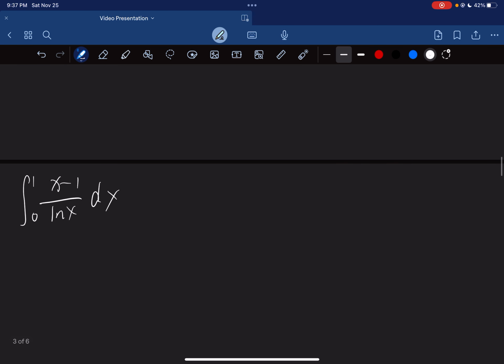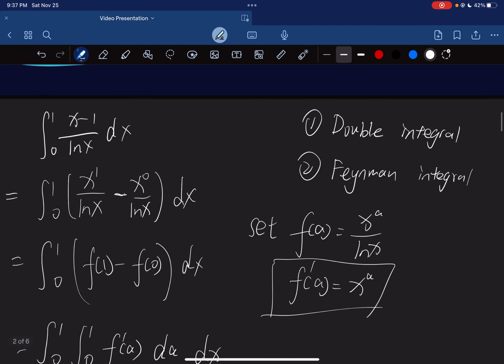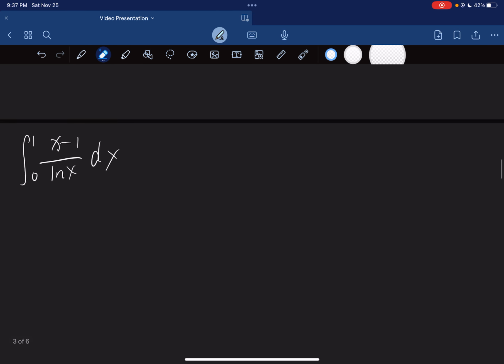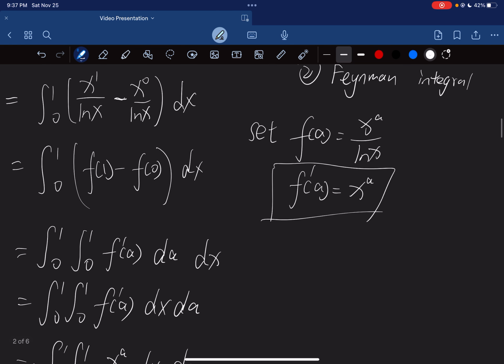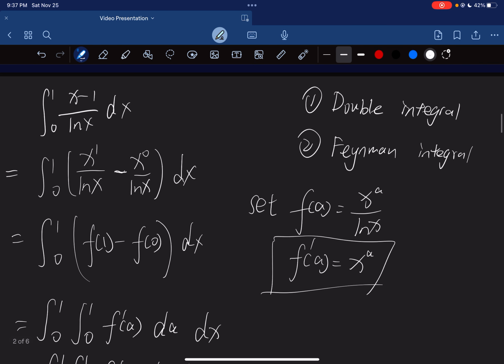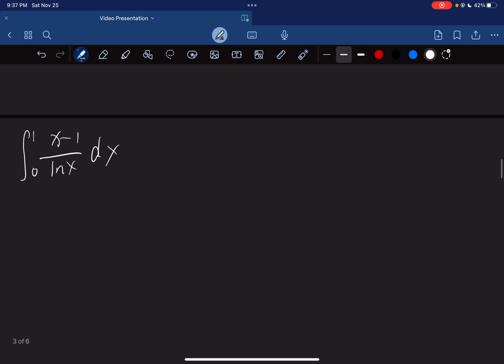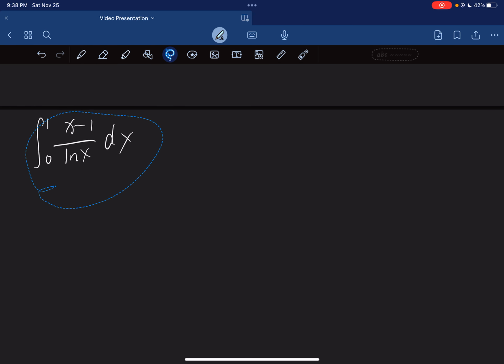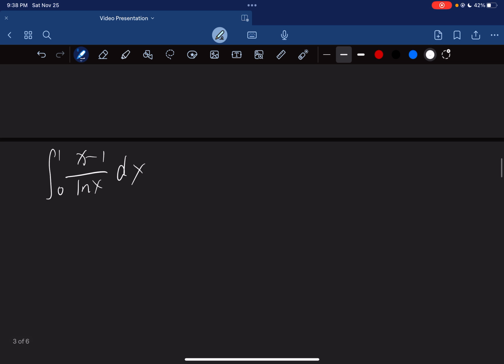And we're going to talk about the Feynman integral. I think these two ideas are a bit similar, but you're going to see it. Now here is the Feynman integral trick.